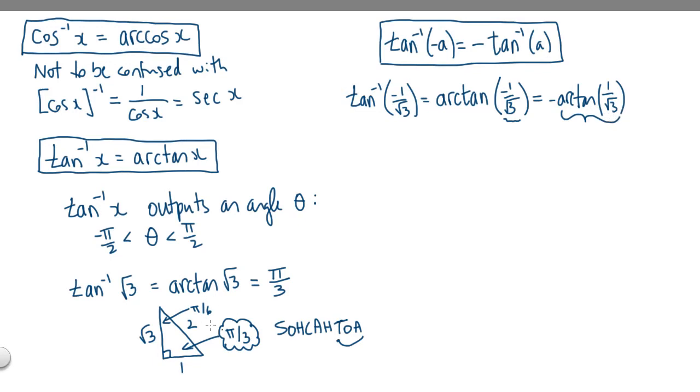So let's go back to our special triangle. We need an angle that's going to give us a tangent value of 1 over root 3. Well, pi over 6 would work. The opposite side is 1. The adjacent side is root 3. So tan of pi over 6 is 1 over root 3. In other words, the angle we're looking for is negative pi over 6.